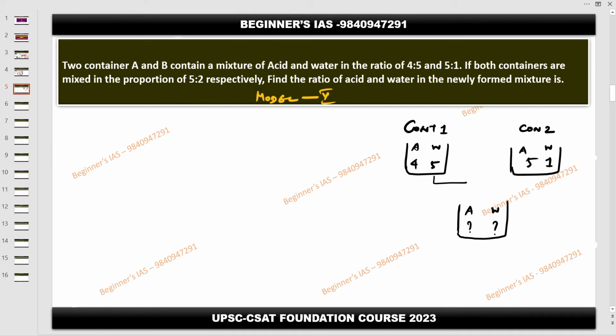So the mixing ratio has been provided, and that is 5 to 2. Which means 5 units of container 1 and 2 units of container 2 are mixed in this proportion. Then you need to check what ratio of acid and water container 3 contains. That is the question. Here also you can do the simple method.